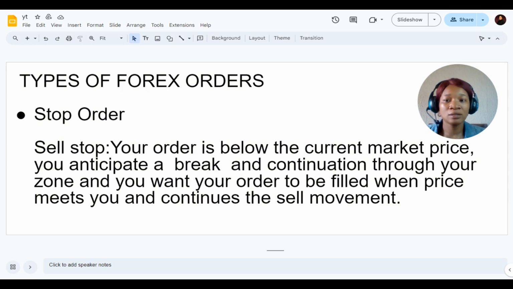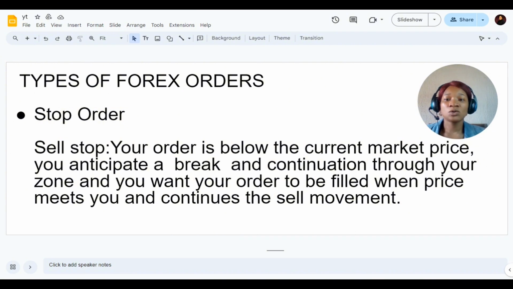Let's look at the opposite, which is the sell stop order. This is the exact opposite. Your order is below the current market price. You anticipate that price comes to break and continue through your zone, and continue in that sell movement. Price must have been selling already. It has not just met you at the level where you want it to meet you.